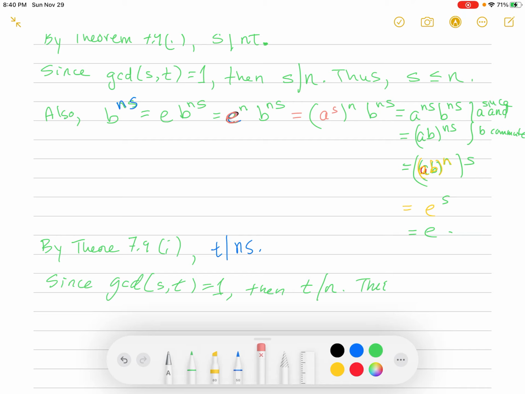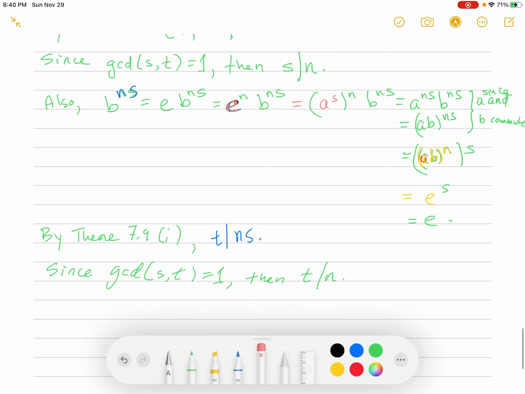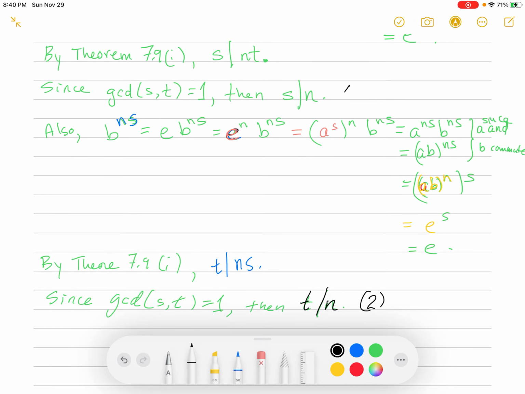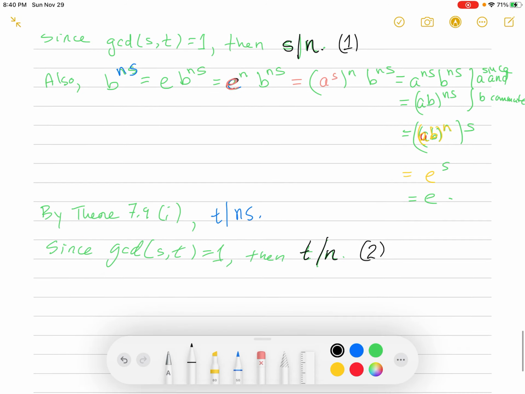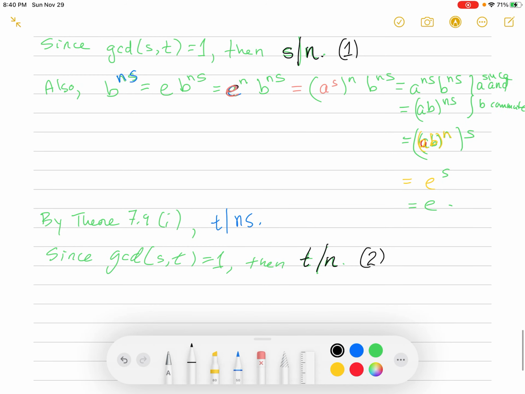So it follows from that. I don't want to write that yet, that T is less than or equal to N, or S is less than or equal to T. Okay, so what I want to do, let me highlight this. This fact right here is very important. So I'm going to call this 2: T divides N. And back here, I want to call this 1: S divides N. So S divides N, T divides N. Those are two things we've proven.